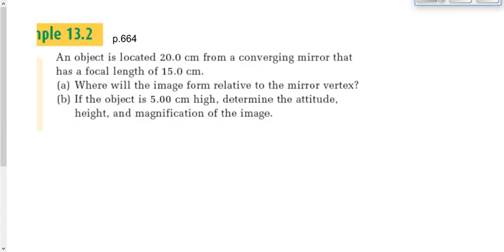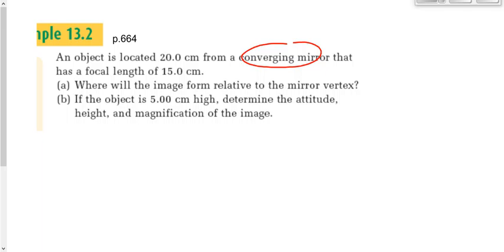Let's take a look at one example on page 664, please. It says an object is located 20 centimeters from a converging mirror. I'm going to circle this, converging mirror. Sometimes we see a diverging mirror. In fact, by this time next week, you'll see converging mirrors, converging lenses, diverging lenses. You got to know what you're dealing with so that you know what the sign conventions are here.